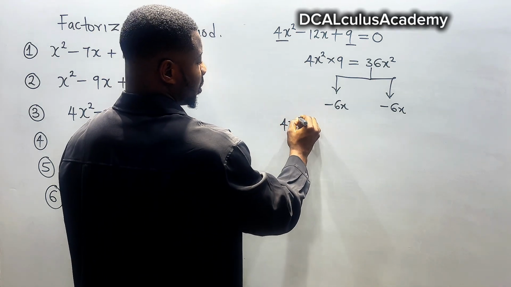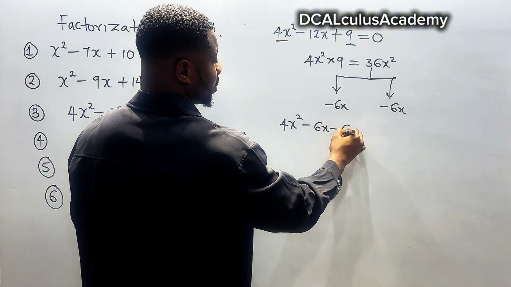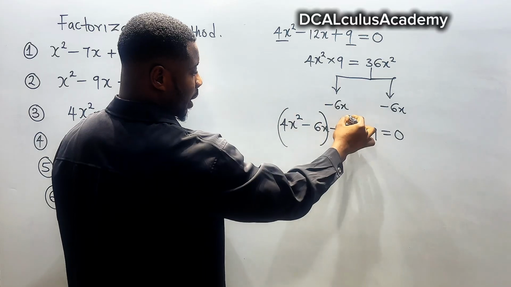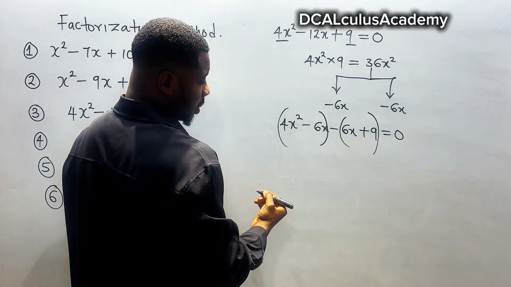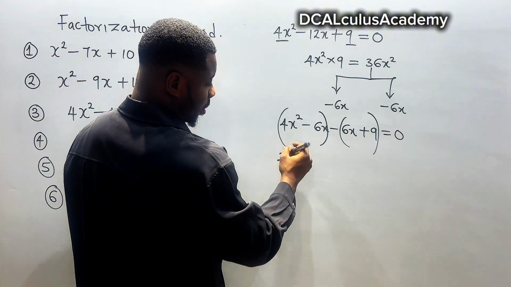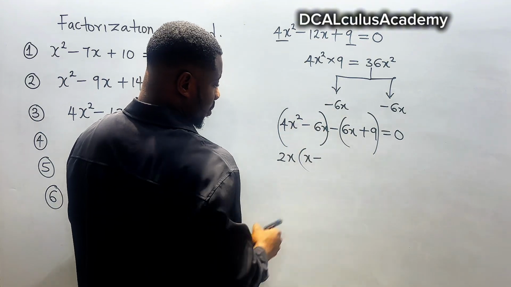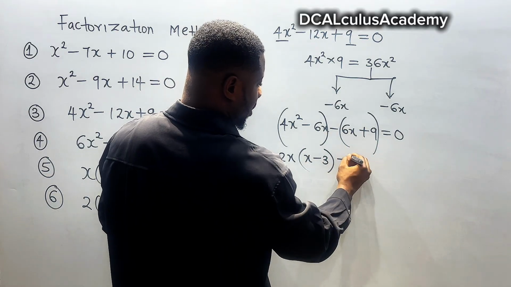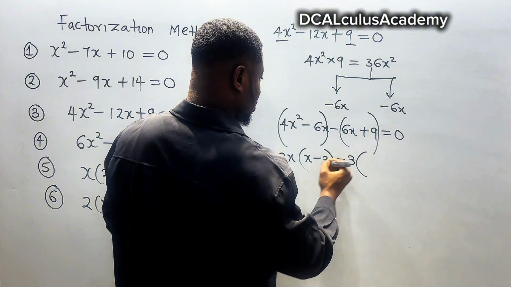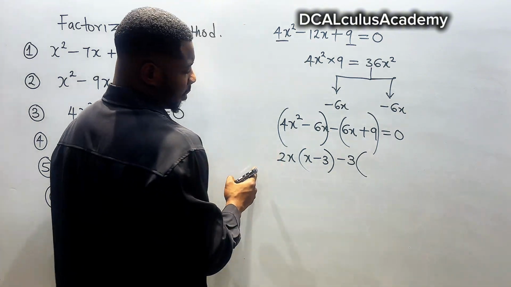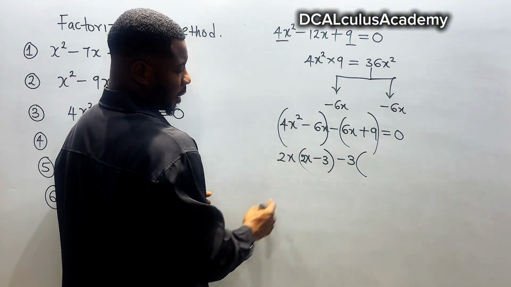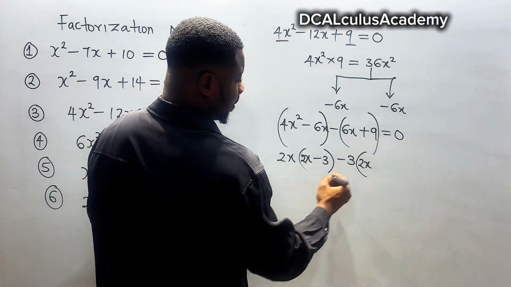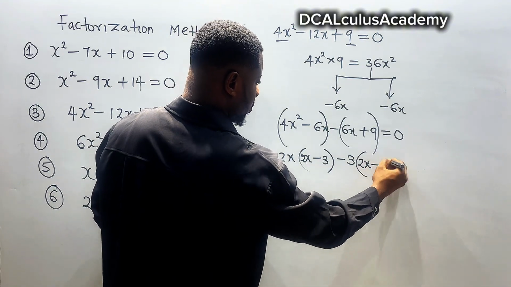So what I have here becomes 4x squared minus 6x minus 6x plus 9 is equal to 0. So I'm going to group again. When I group, 2x is common here. If I bring out 2x from here, I'll be left with 2x here and minus 3 will be left here. If I bring out minus 3 from here, 2x will be left here, and negative 3 will be left here.